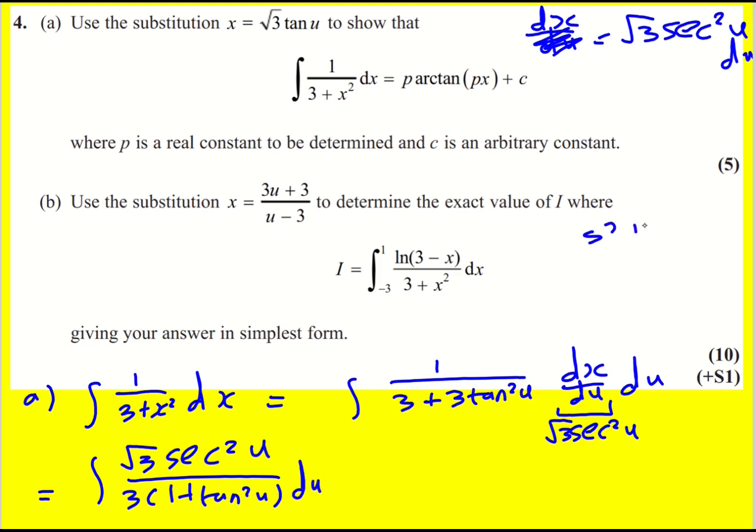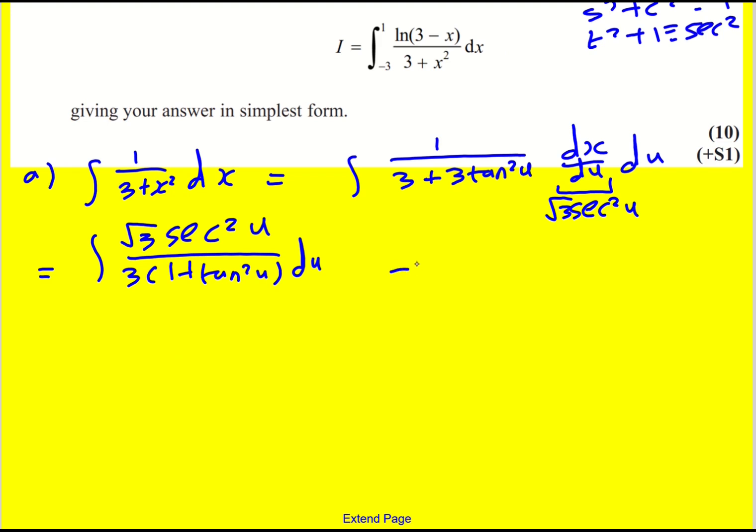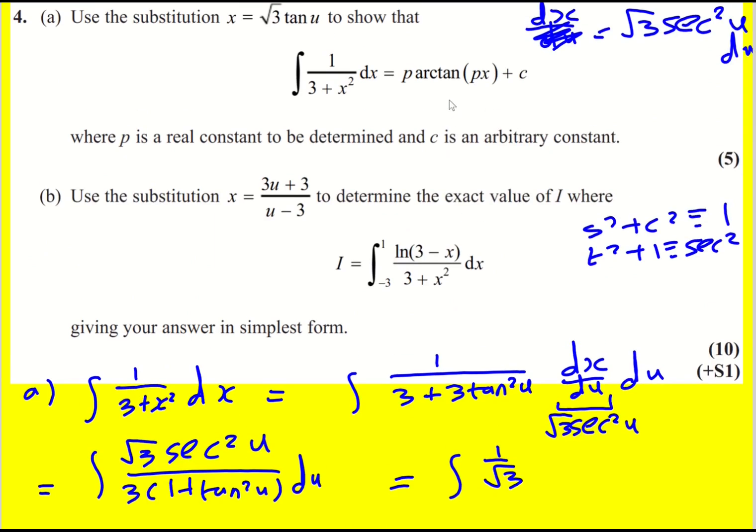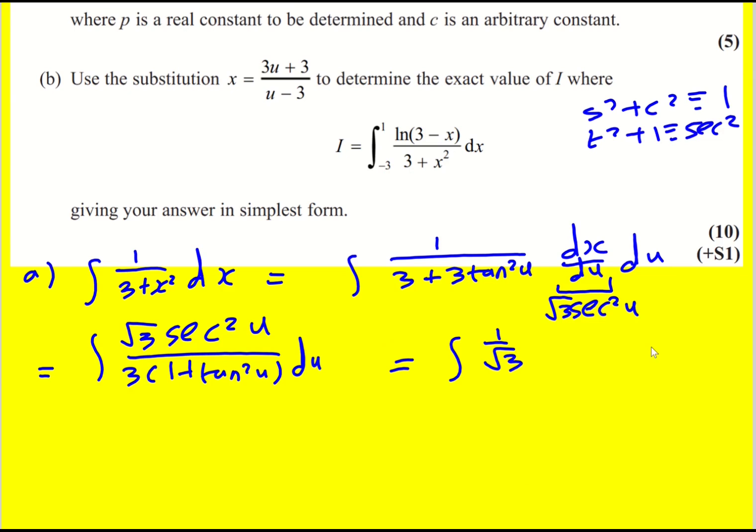But remember, sine squared plus cos squared is 1. If you divide through by cos squared, we get tan squared plus 1 is sec squared. So actually these just cancel out, and we're left with the integral of 1 over root 3. You could leave it as root 3 over 3, but in the answers it asks for just a single constant, and I left it as 1 over root 3 anyway. So then I'm going to get 1 over root 3 u plus c.